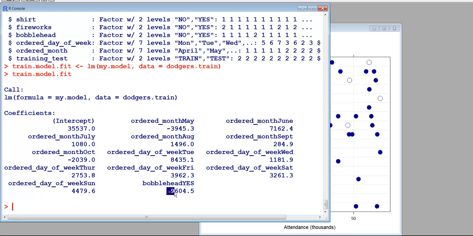And of course, bobblehead yes is an increase of 9,604 over bobblehead no. And that's really what we were looking for. We were looking to see what the effect of bobbleheads is. And here, in this run that we did, we get almost a 10,000 person increase in attendance when we have bobblehead yes.